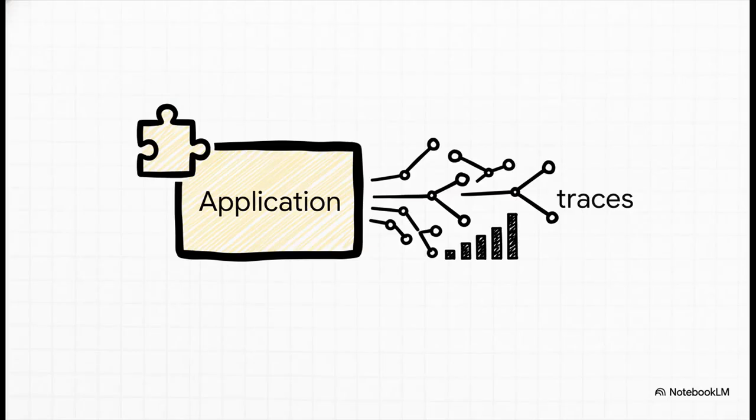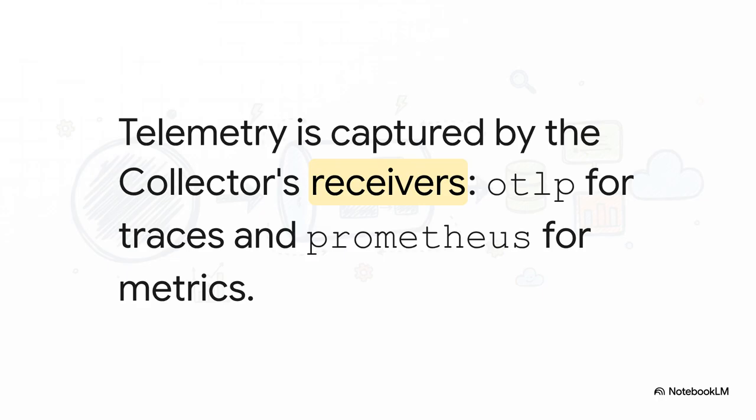Inside your application code, which you've instrumented with an OpenTelemetry SDK, traces and metrics are constantly being generated, telling the story of your app's performance and behavior. This is ground zero for all of our observability data. From the application, that data is sent straight to our collector's front door, the receivers. In our setup, traces are coming in using that standard OTLP format, while our Prometheus receiver is actively reaching out and scraping our application for metrics. At this moment, the data is officially inside our pipeline, ready for the next step.